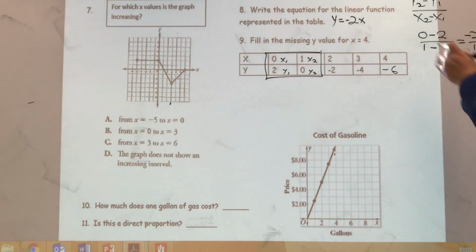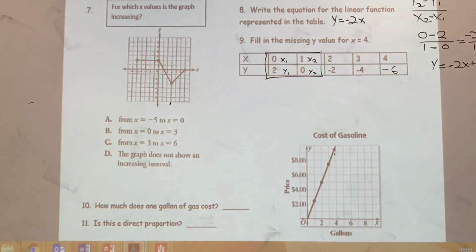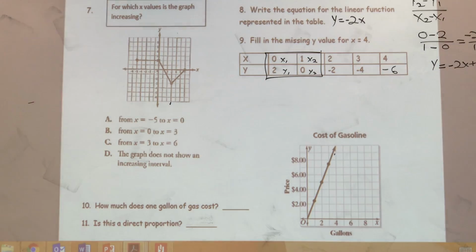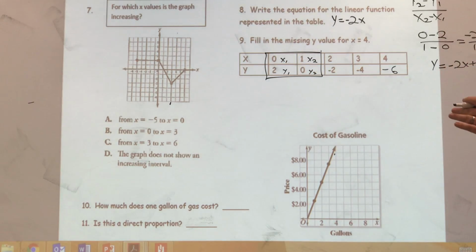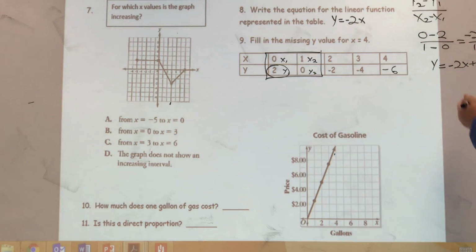So I've got the slope. I just need to find out what the plus b is. So y equals -2x plus b. Let's solve for b and find out. Now, you may remember that there is a trick if you have an x equals 0 in the table. If you have an x equals 0 in the table, that means you're on the y-axis. Anytime x is a 0, you're already on the y-axis. So that would be a gift. You should know at this point that it's going to be 2. But let's find out just to make sure.